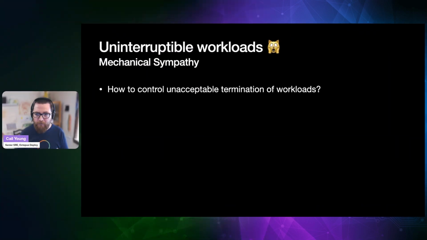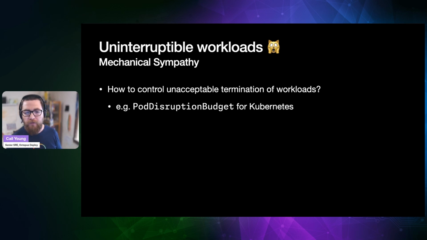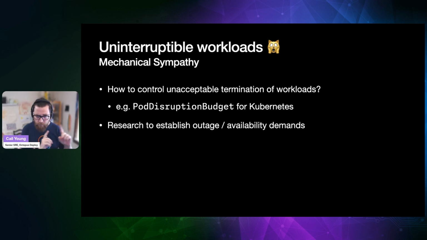Some ways this might play out are, what controls can you put around unacceptable termination? So maybe some termination's okay, but not all of it. If you're running in Kubernetes, we use, for example, pod disruption budgets to say, okay, we want these things to never be interrupted. We want these things to be only partially interrupted during upgrades, things like that. And as I said, you're going out and doing the legwork to figure out, okay, what am I allowed to make unavailable? What am I allowed to degrade the service?